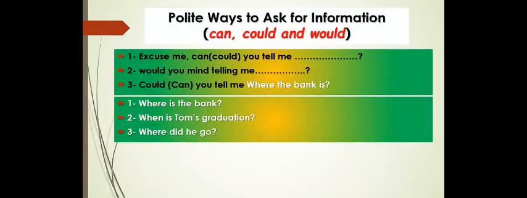How are you guys? Today we are going to speak about polite ways to ask for information. Polite means أكثر أدبا, to ask for information لطلب المعلومات. So you can use can, could and would. How can we use these expressions or these verbs to make a polite request or ask politely for information?